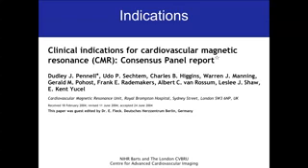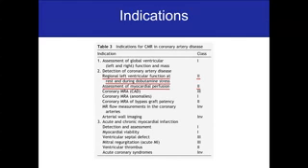In this report, in 2004, you'll find the clinical indications for cardiovascular magnetic resonance as a consensus panel report. And this table 3 looks at the indications for cardiac MR in coronary artery disease. And I've underlined here the two indications that we will talk about in this lecture.